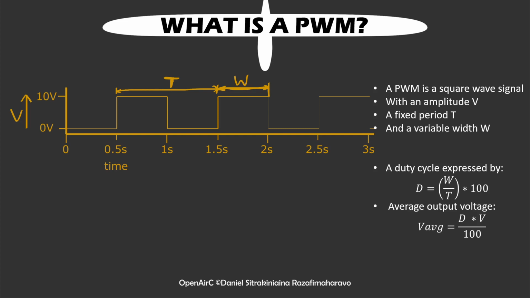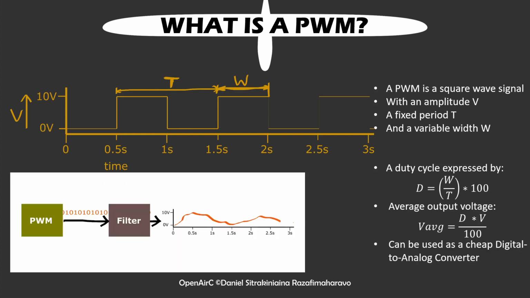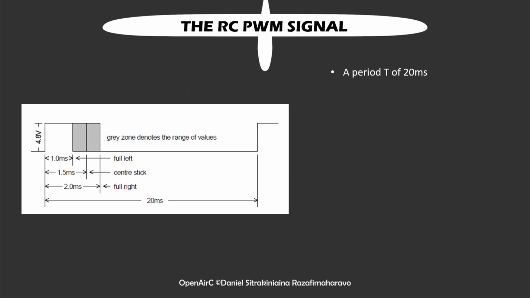This technique is a very efficient way to vary the average voltage through a circuit, and also when combined with a low-pass filter, we can implement a cheap digital to analog converter, which means it takes a digital input and outputs an analog variable voltage. And we are going to take advantage of that property later on, as we will see. And now back to the radio control thing.